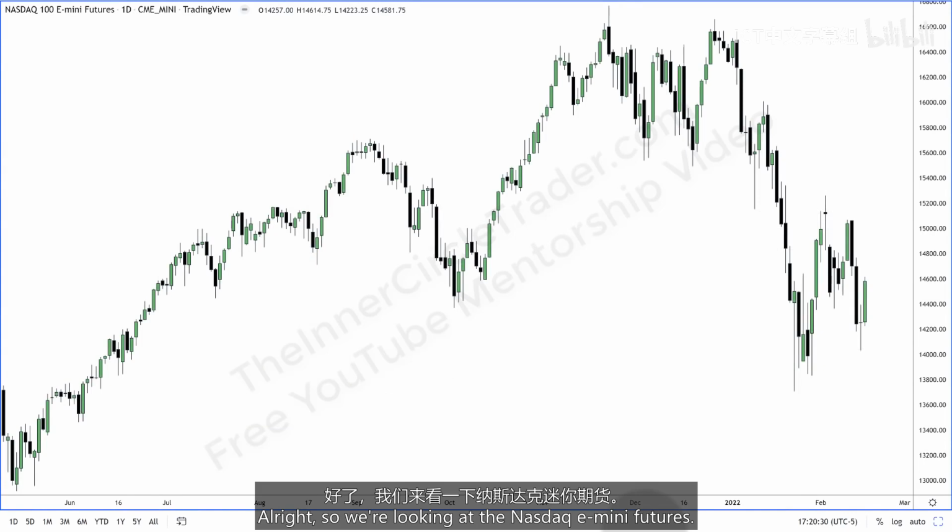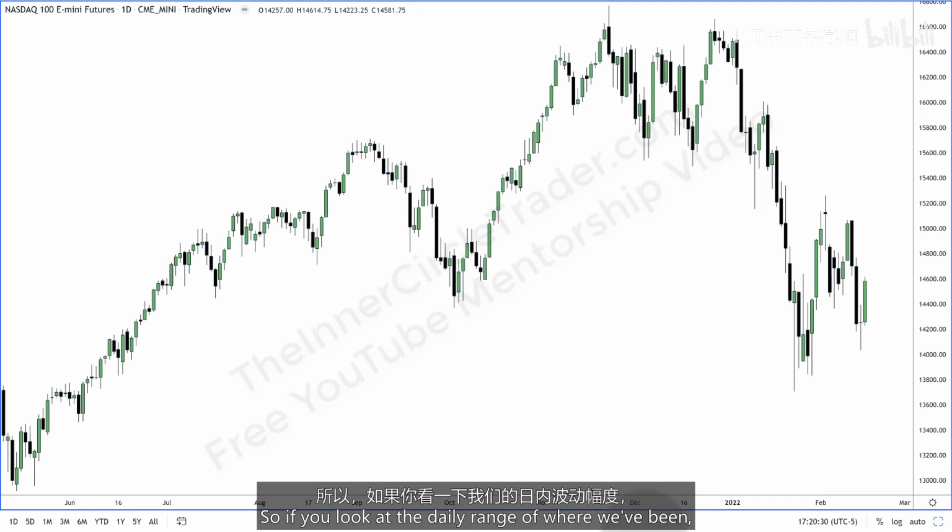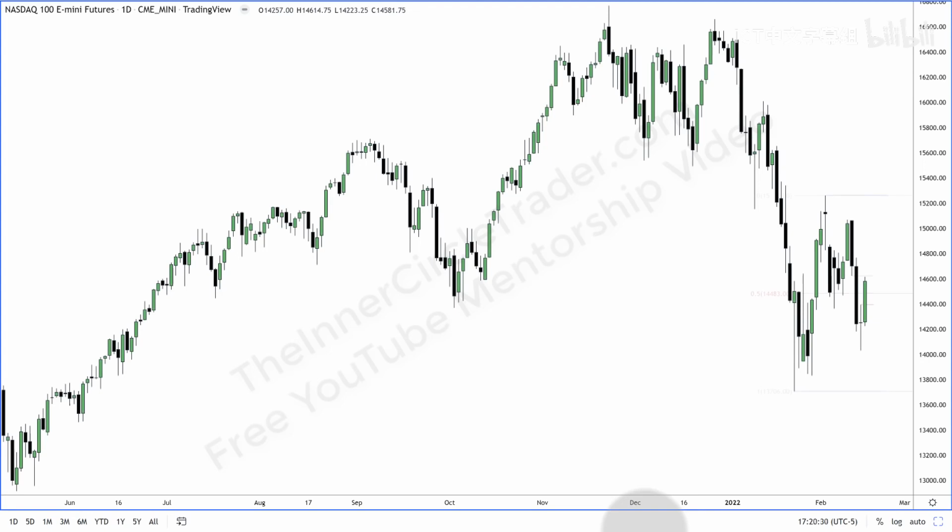All right, so we're looking at the NASDAQ E-mini futures. This is the continuous chart on TradingView. If you look at the daily range of where we've been, we're inside this range here. Okay, so we have this swing high and this swing low.